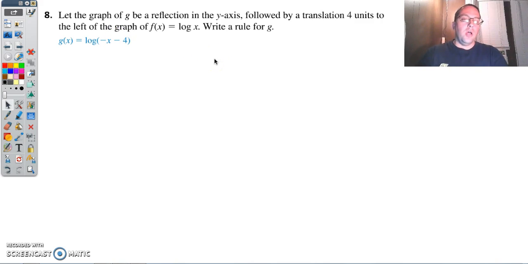So, all right, that is transformations of logarithmic functions and logarithmic graphs. I hope you found this useful, and I'll see you next time.